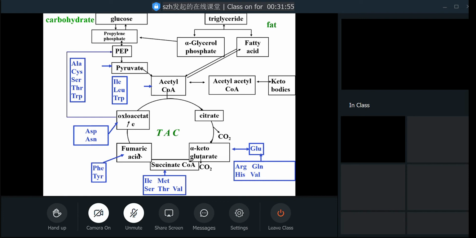This chapter we finished. Okay, rest 10 minutes. We continue to study the next chapter.